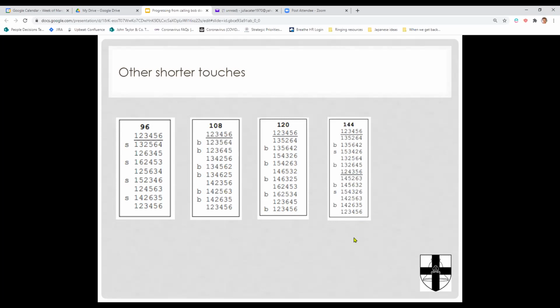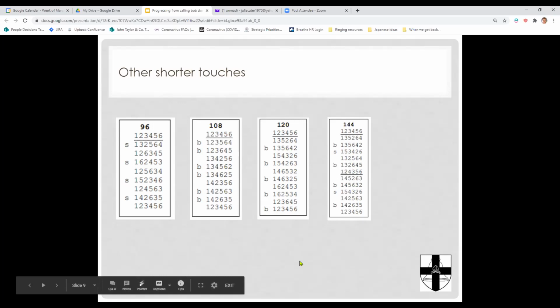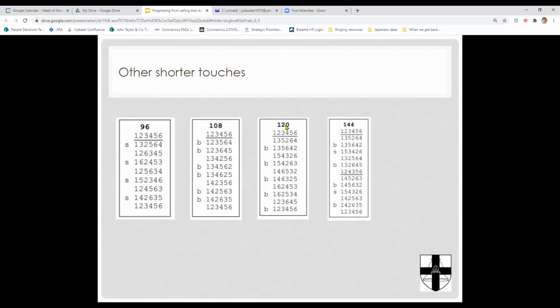And you can go on to many resources and just look up lots of different variations of this sort of thing. So 120 is 2 courses, 180 is 3 courses. So you'd be able to work out roughly how long that would take. And so on.